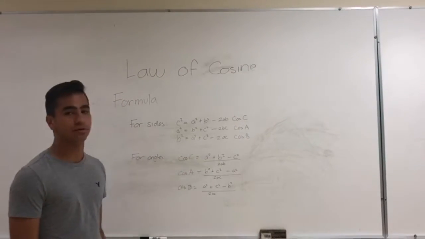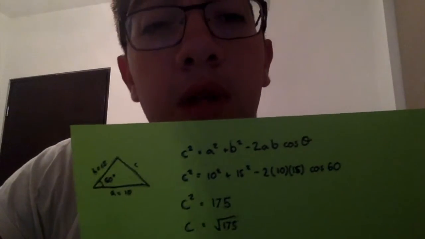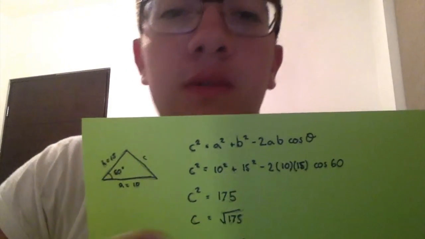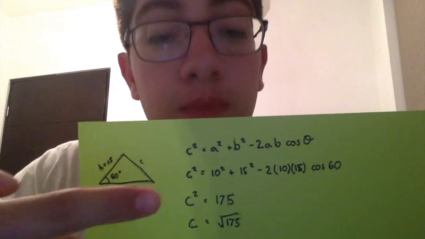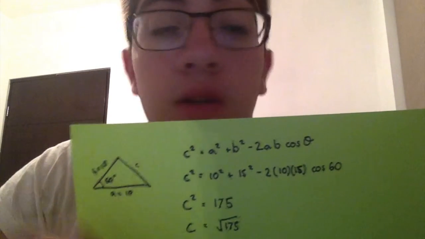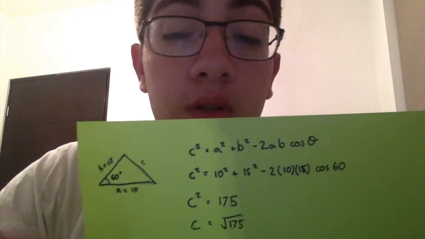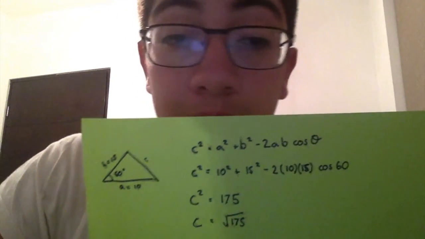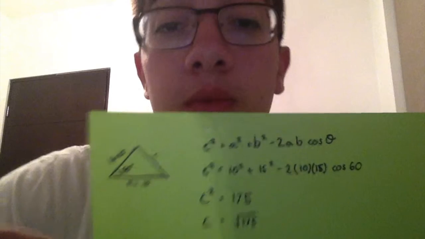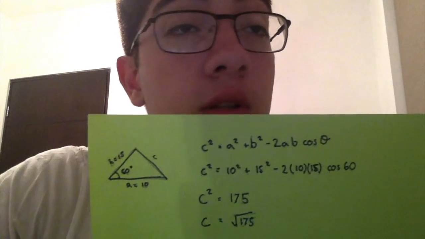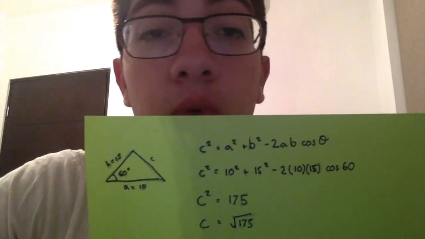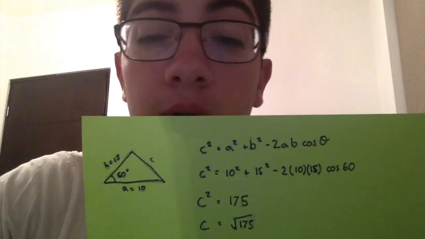and exchange the letters. Okay, first, for the law of cosines, what you need to know is the formula, that is C squared equals A squared plus B squared minus 2AB cosine of the angle. Okay, so first you have the triangle. It can't be a right triangle, it needs to be like an irregular one.